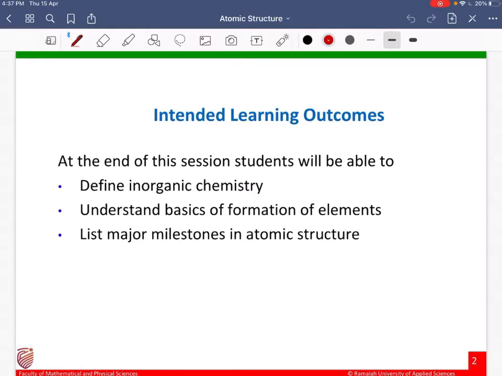After this session, you will be able to define inorganic chemistry, understand the basics of formation of elements, and list major milestones in atomic structure.